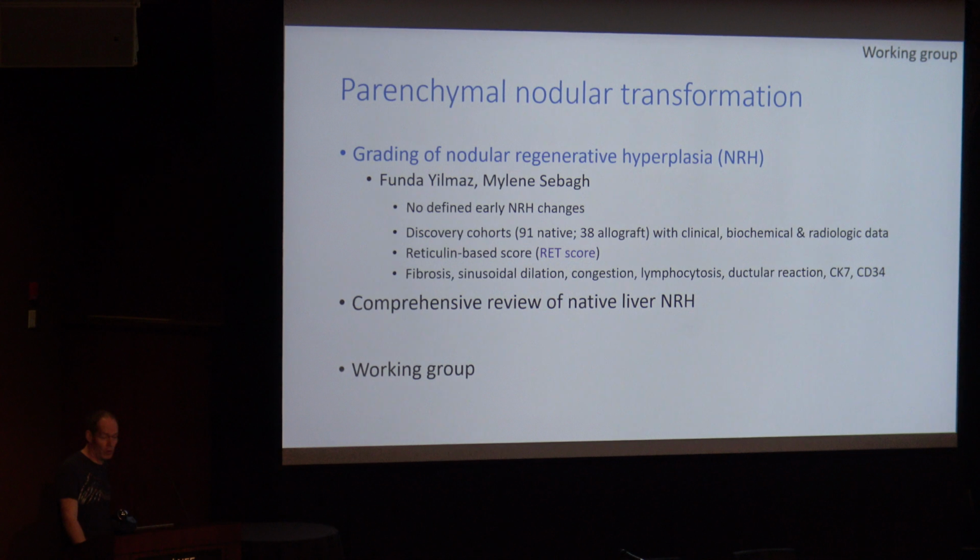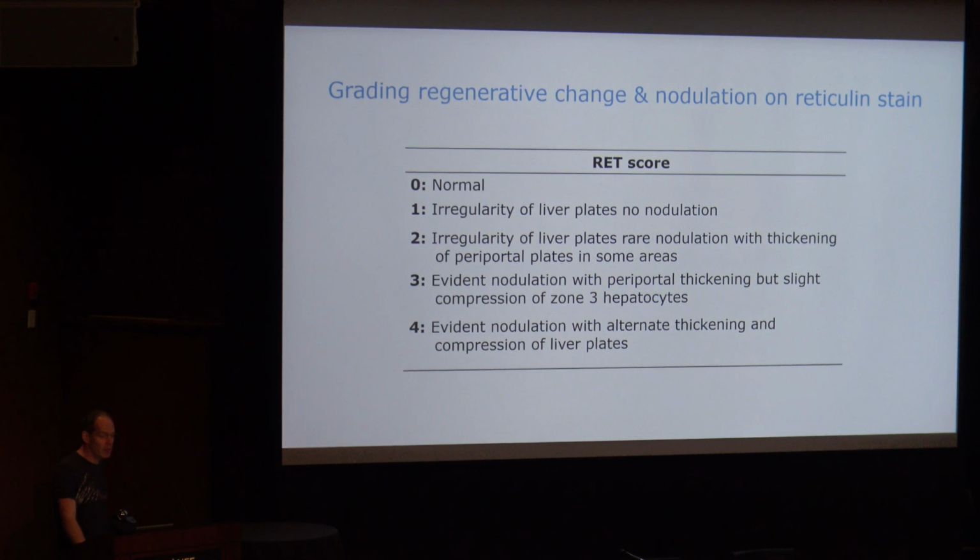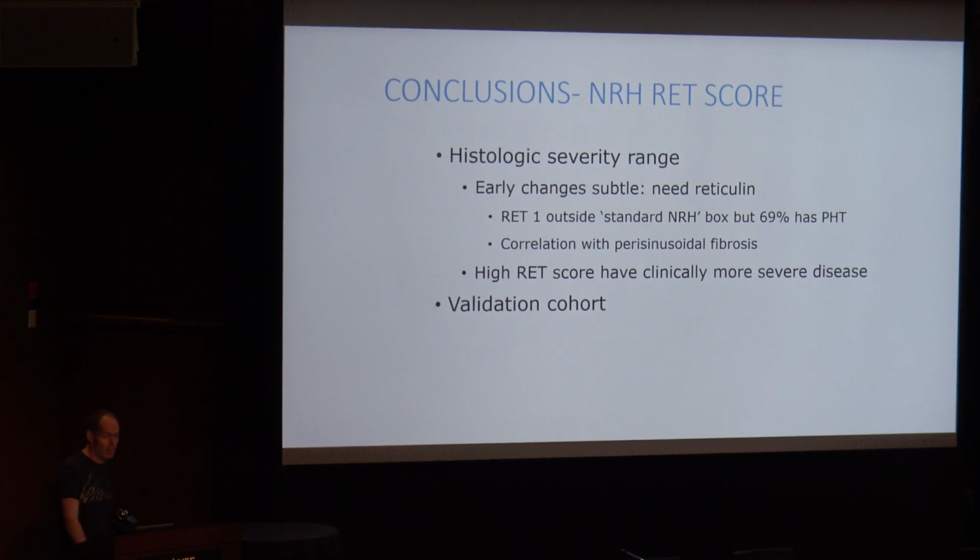we had a presentation on a set of native and allograft livers, a discovery presentation, where they developed a RET score based on the reticulin stain that you really need to be able to pick up these changes early on, and there's no real definition and consensus about the early changes. And their discovery study really did show that you can identify these early changes and that they do seem to correlate with clinically significant parameters, particularly portal hypertension, and therefore they're moving forward to a validation cohort.